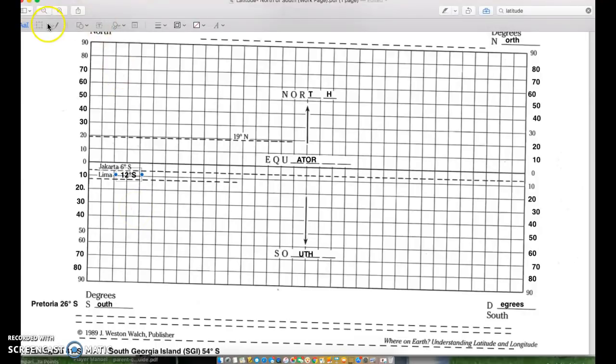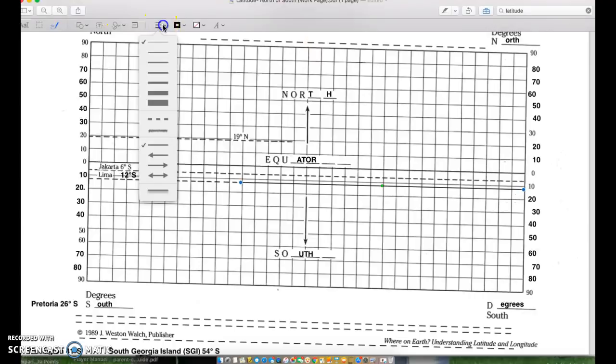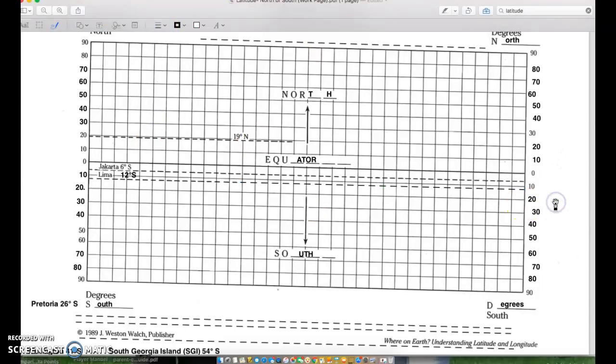Next thing we have to do is plot in the rest of this dotted line. And again, it just tells us that somewhere along here is this line. And it's supposed to be dotted. I don't know why it's not dotted. There we go. So along there, that's where Lima, Peru would be located.